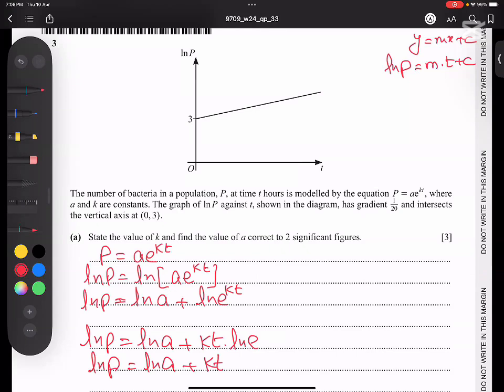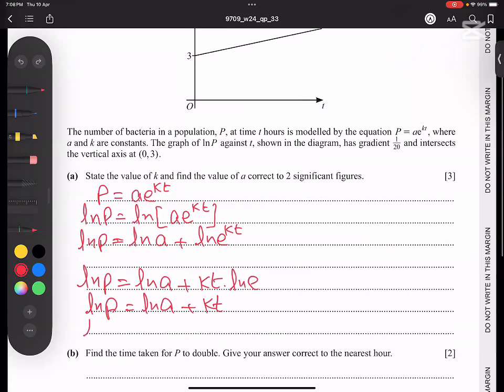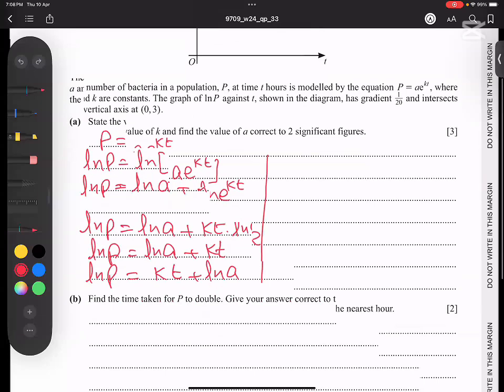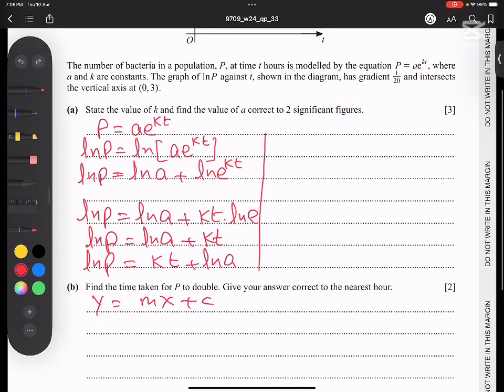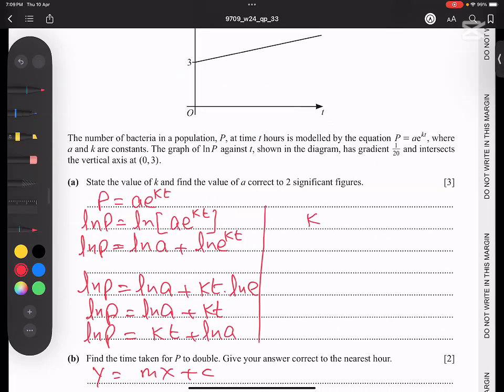But if we compare, you have to rearrange, because kt is before ln a. So I'm writing ln P, kt, before ln a later. If I compare this equation, this is called the gradient. Basically, what is the formula? y is equal to mx plus c. So this k stands for the gradient and this stands for the y-intercept. And the gradient is given by him as 1 by 20. So I can say the k value is 1 over 20. So this part is clear.